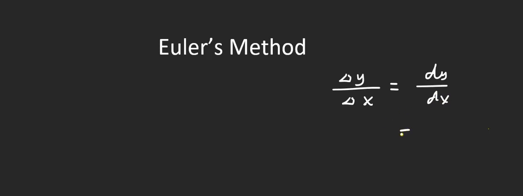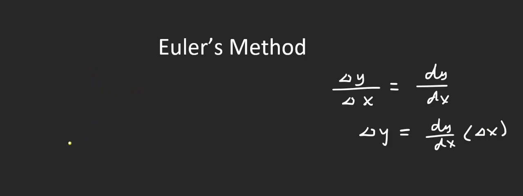In this video, we're going to talk about Euler's method. So you recall that delta y over delta x is dy over dx. If you solve for delta y, it's going to be dy over dx times delta x. Now, why is Euler's method so useful?